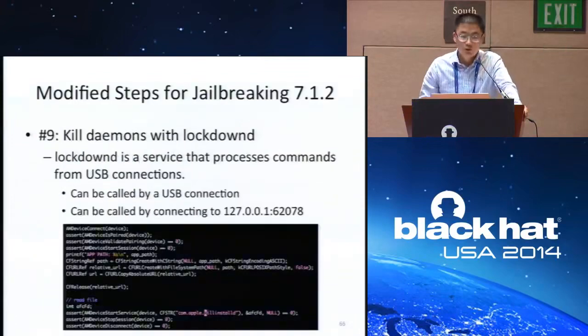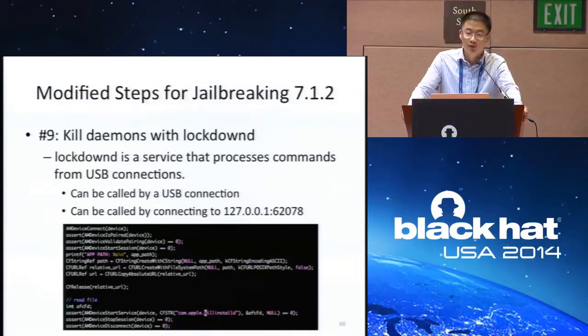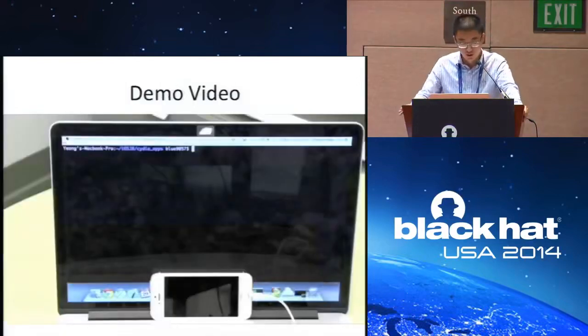And after every time you reboot your phone, if you want to get root, if you want to run unsigned code, you need to run another app, which will ask lockdownd to kill the two important services. And this can be done by the USB connection or by directly calling the localhost service. And next, Yangjing will show a quick demo for our work and conclude the talk.